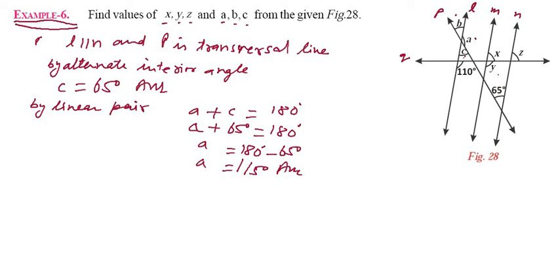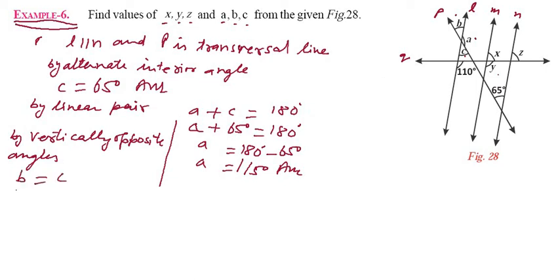Now by vertically opposite angle. Angle B and angle C both are equal. So angle B is equal to angle C, but angle C is 65 degrees. So you have to write 65 degrees. So this is your third answer.